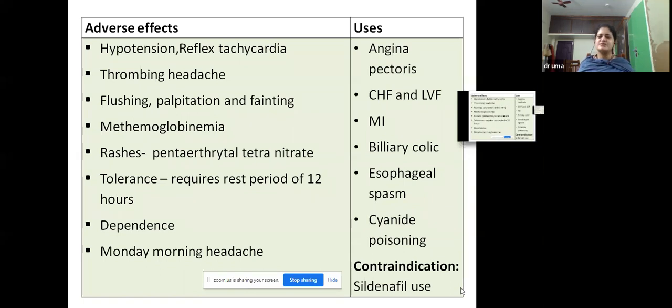It is used in angina, heart failure, MI, biliary colic, and esophageal spasm. They cause relaxation of the esophagus. In cyanide poisoning, mainly sodium nitrite is used. Contraindication: it should not be used along with sildenafil because profound vasodilatation leading to hypotension occurs, which itself precipitates angina.